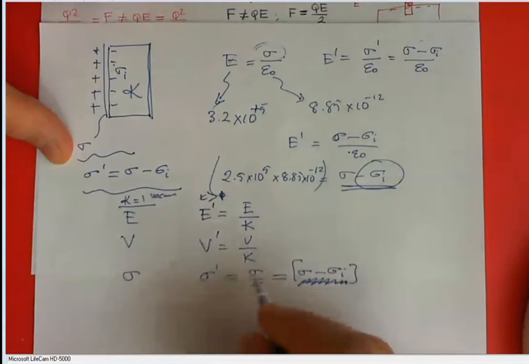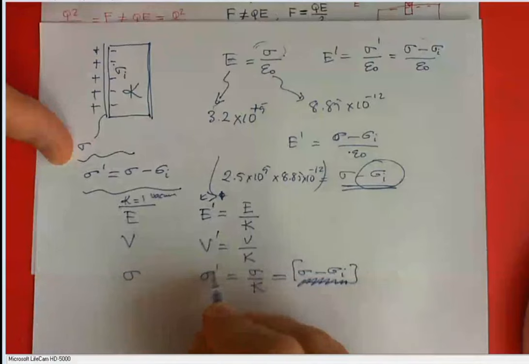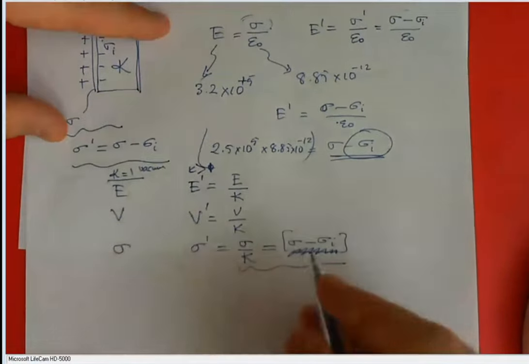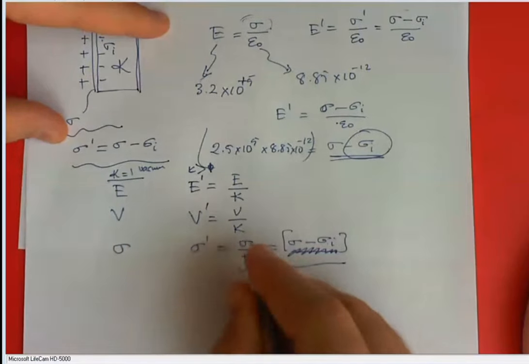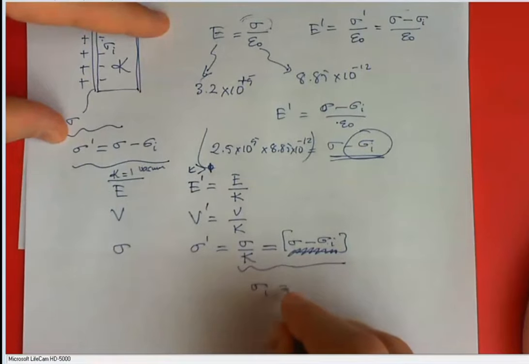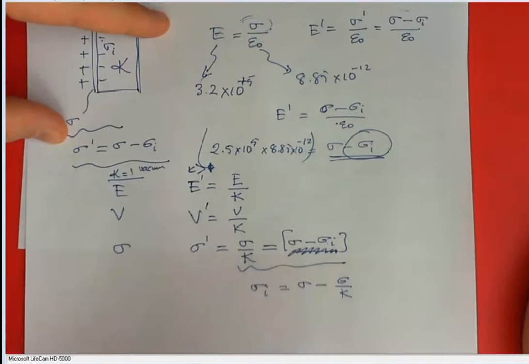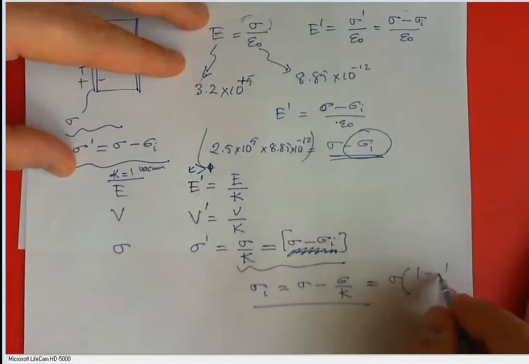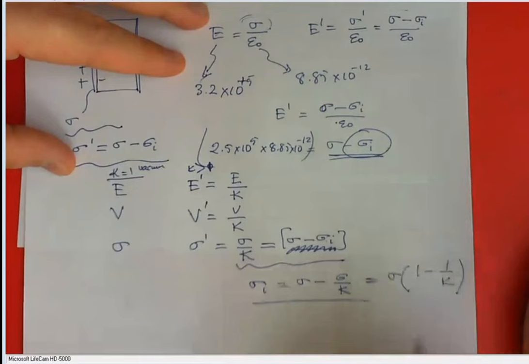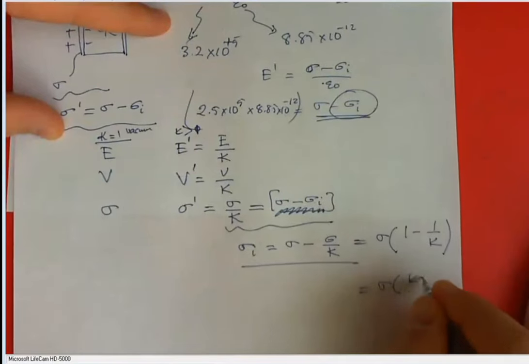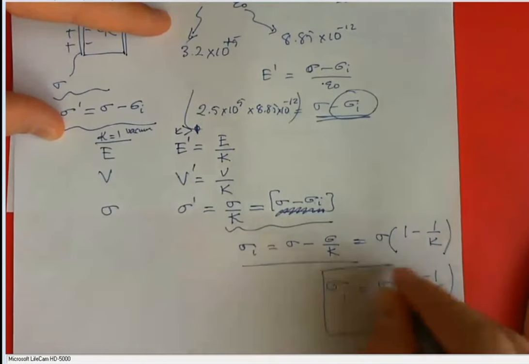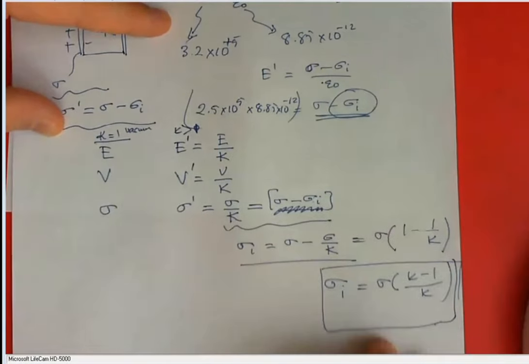So this is equal to sigma prime, these two. If you just equate these two things and take this guy to the left, sigma induced is equal to sigma minus sigma divided by kappa. So here you can find sigma times 1 minus 1 divided by kappa, and that is sigma times kappa minus 1 divided by kappa. And that is our induced value.